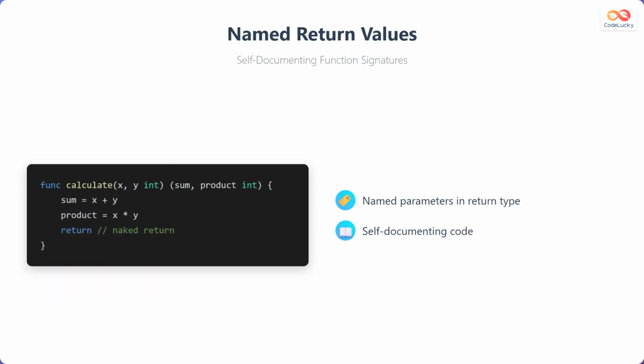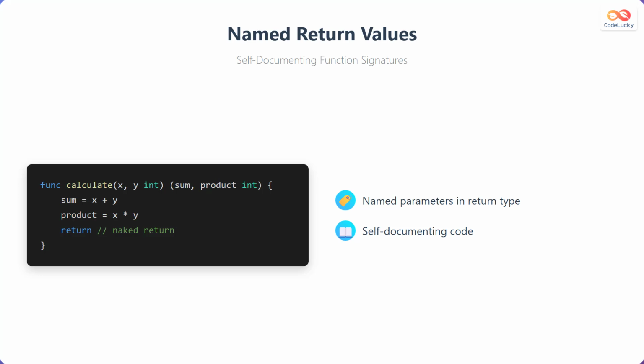Go offers an additional feature called named return values, which can make your code more self-documenting and readable. Instead of just specifying types in the return statement, you can assign names to the return values directly in the function signature. In our calculate function example, we name the return values sum and product, both of type integer. These named parameters act as regular variables within the function scope. We can assign values to them directly using the equals operator.